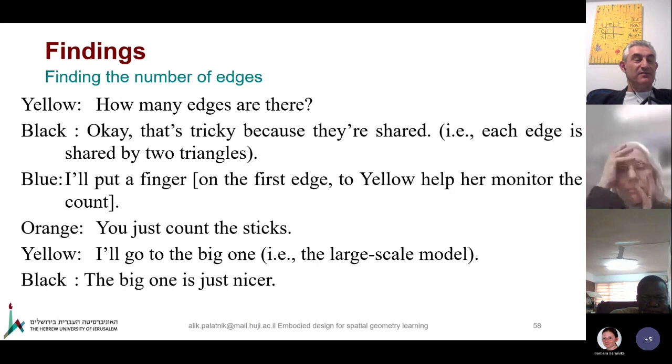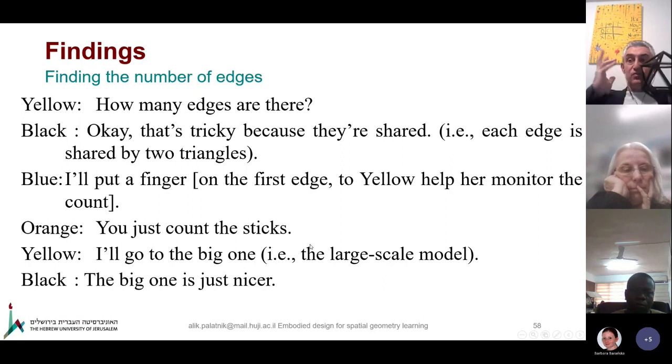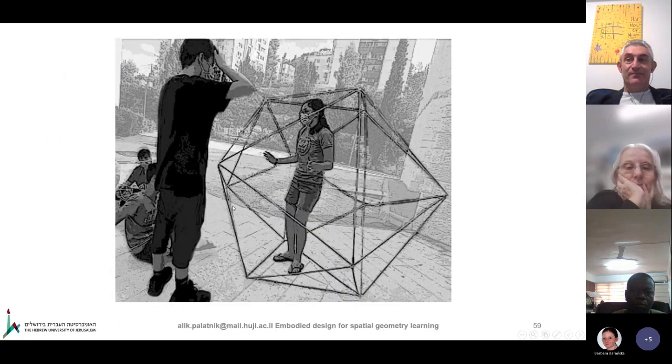Just count the sticks. And then yellow, she's saying, I will go to the big one, to the large scale model. And another one saying, the big one is just nicer. So they have two models, one of them like this and one of them bigger. And part of the group, they're saying, well, we are going to the big one. And you can say why.